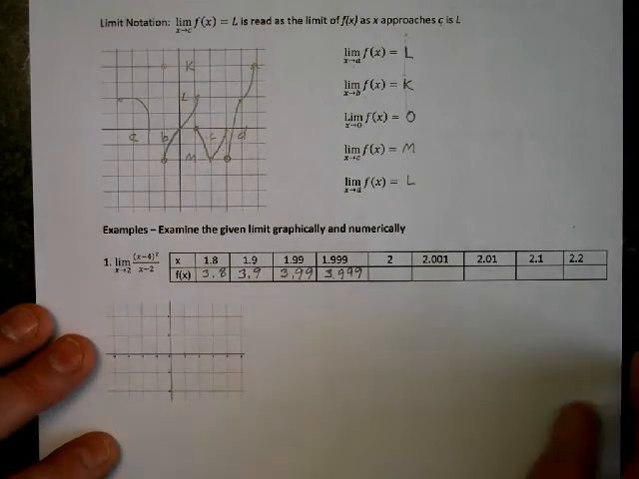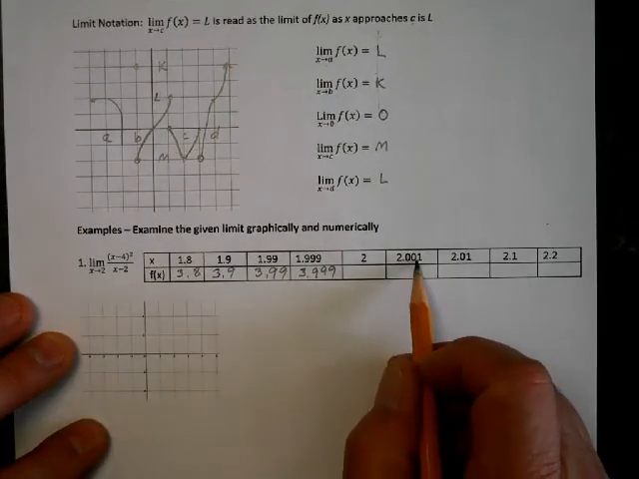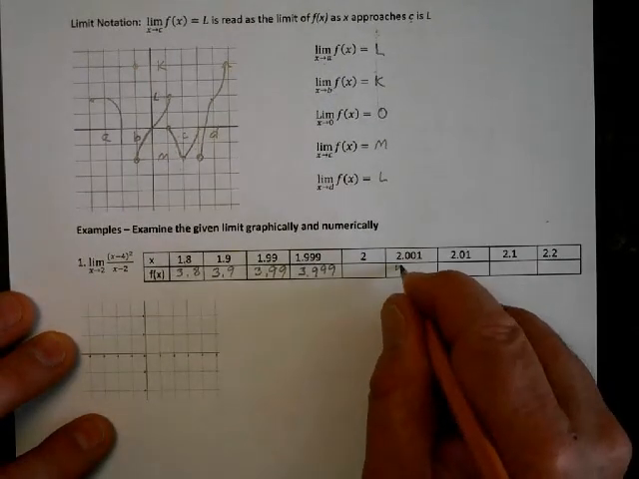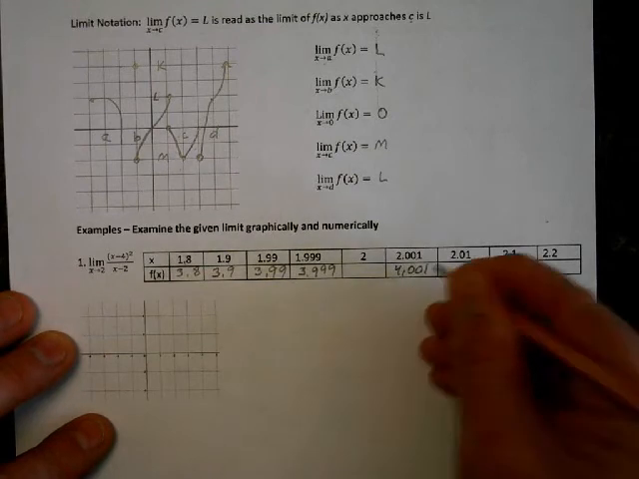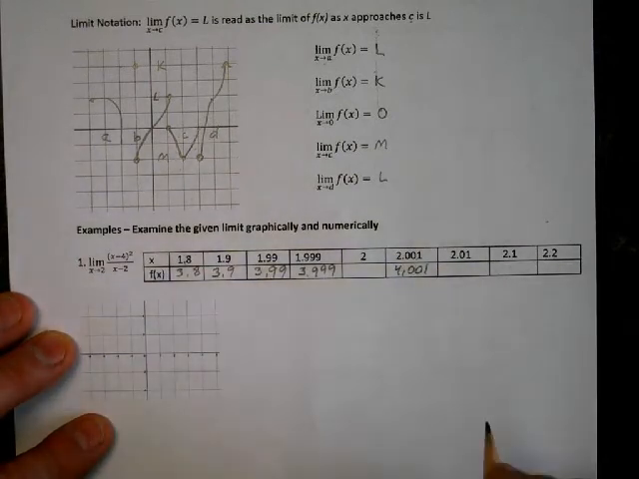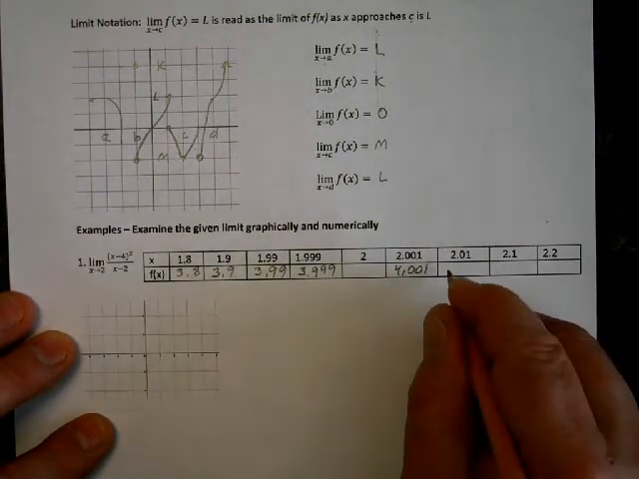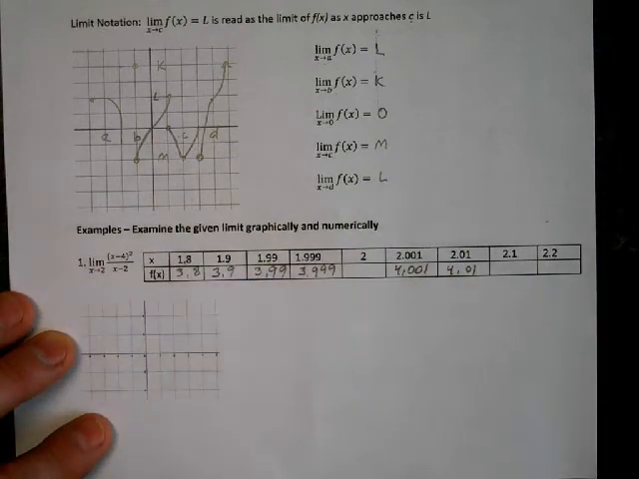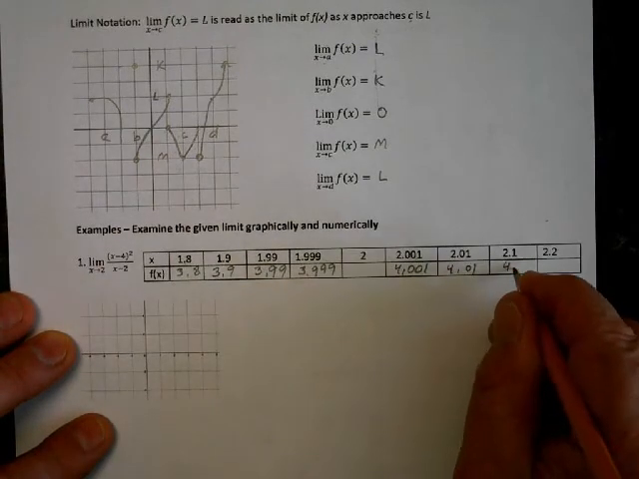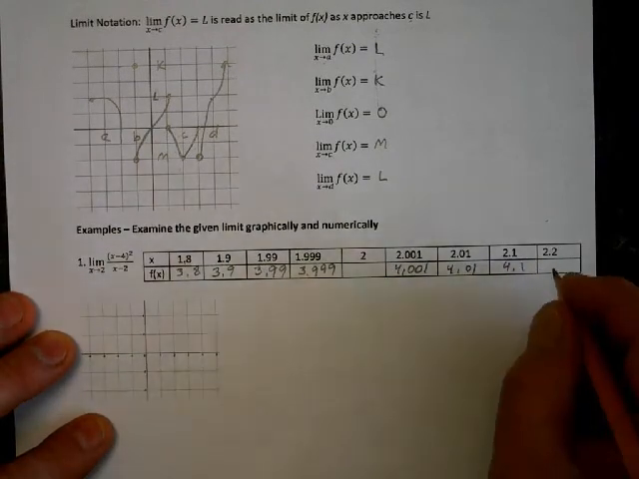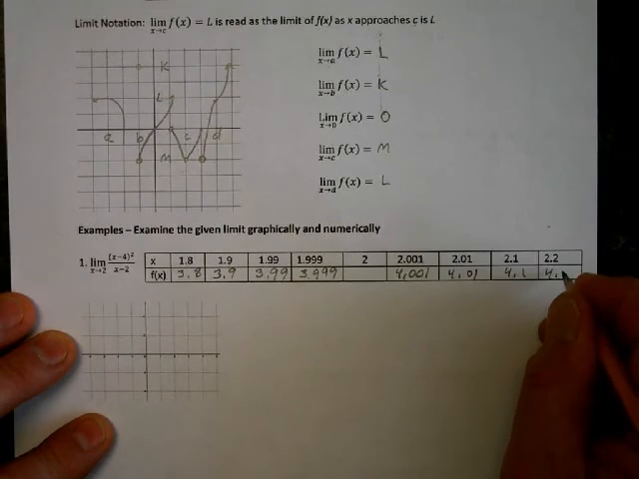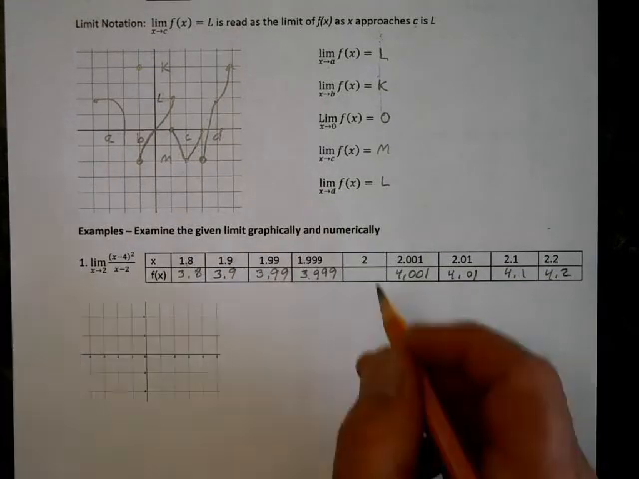This is the left side. Now I'm going to go from the right side. When I put in 2.001, this is 4.001. When I put in 2.01, that equals 4.01. When I put in 2.1, that equals 4.1. And when I put in 2.2, that'll equal 4.2.